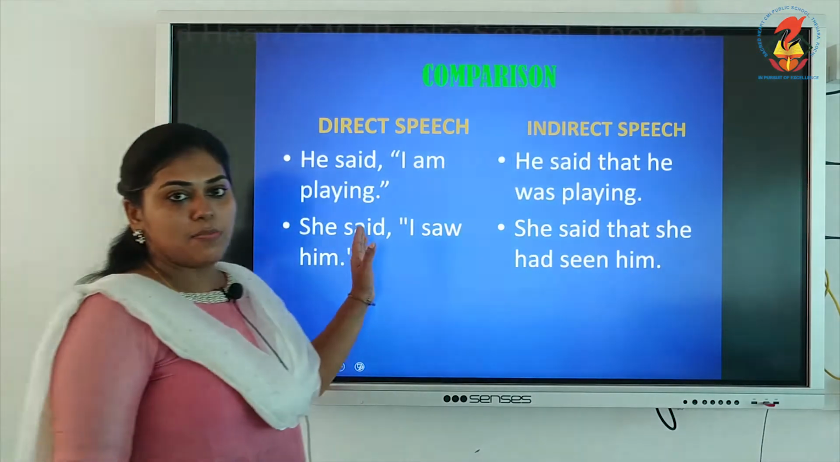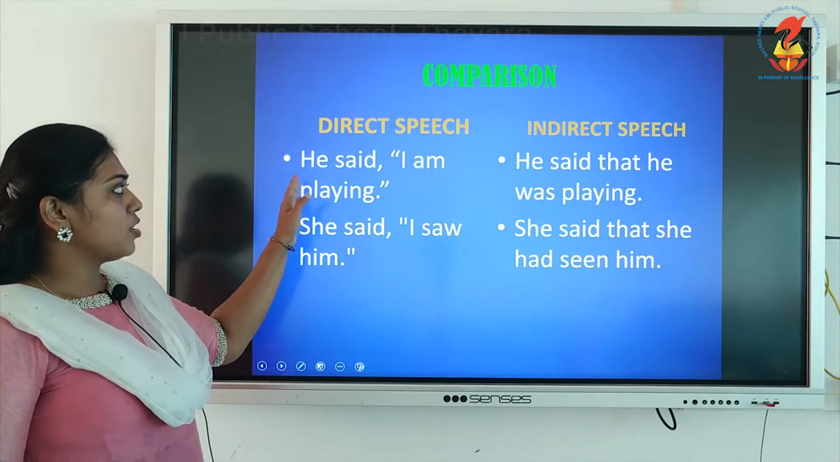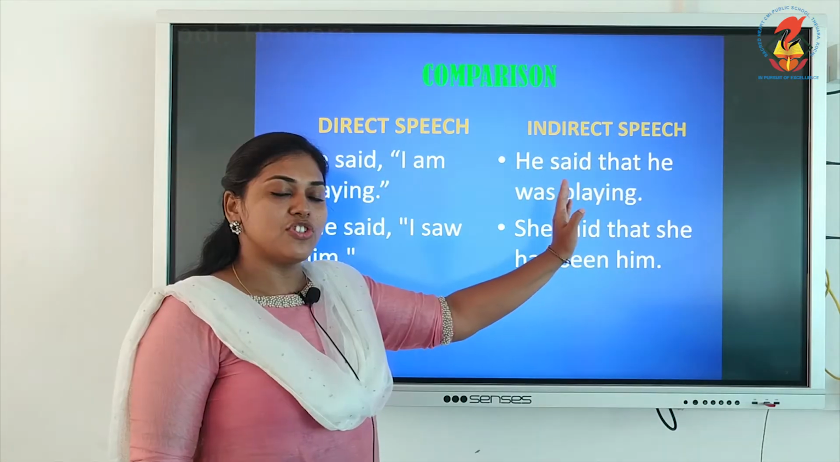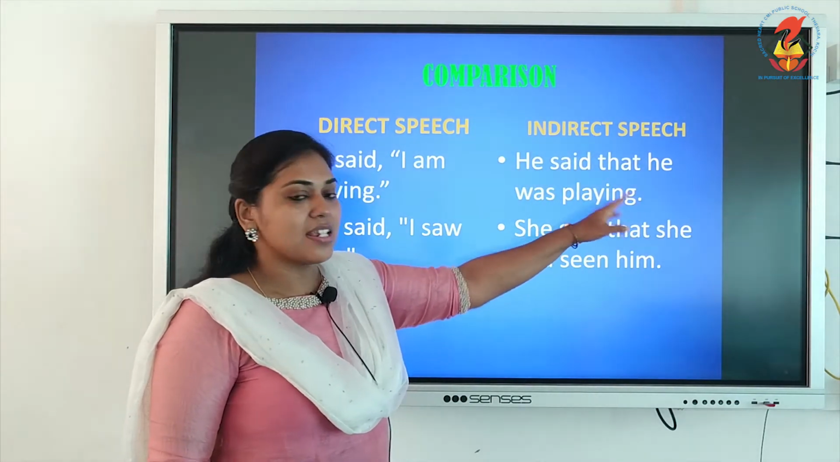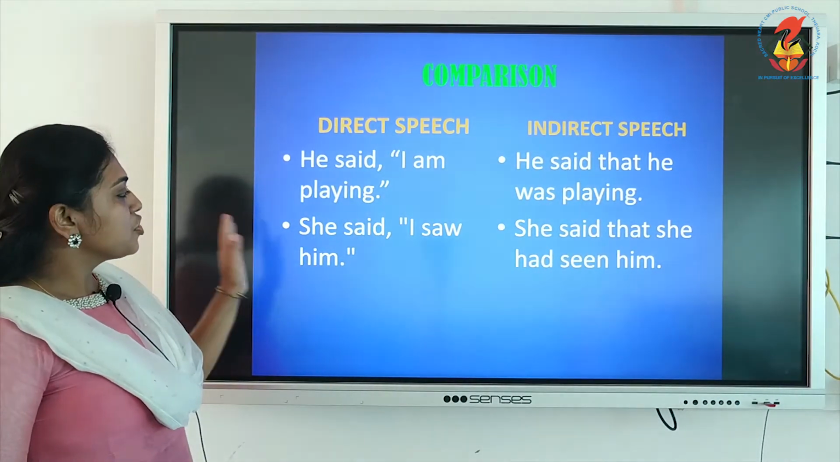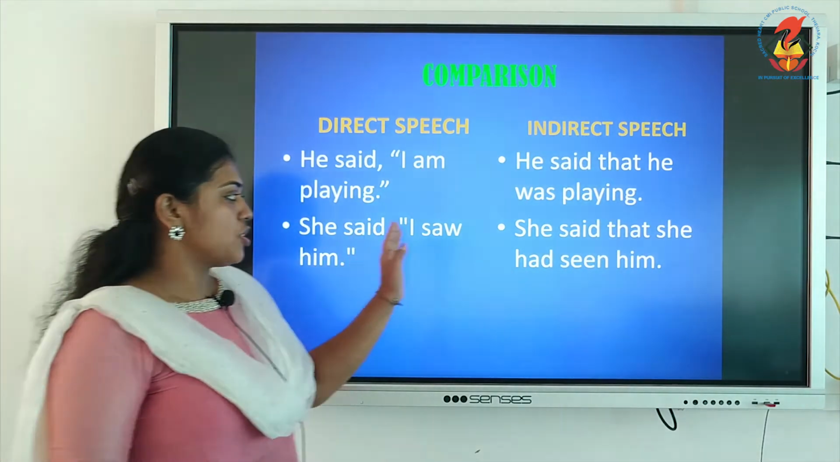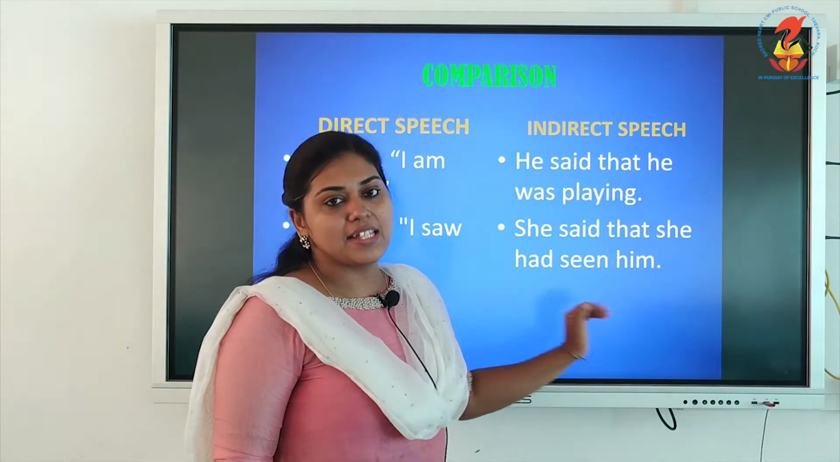So these are the examples of direct and indirect speech. In direct speech, the dialogue is, "He said, I am playing." When you change it into indirect speech, it becomes, "He said that he was playing." Now the next one, "She said, I saw him." When you change it into indirect speech, it becomes, "She said that she had seen him."